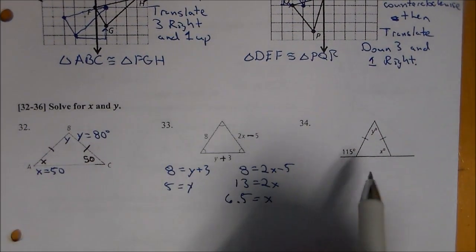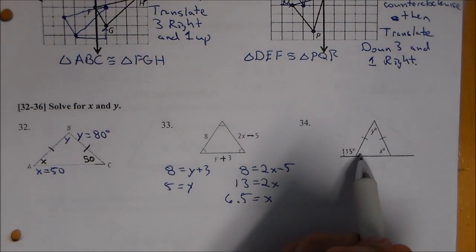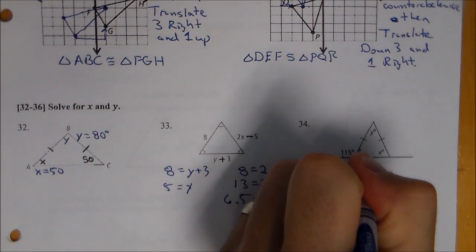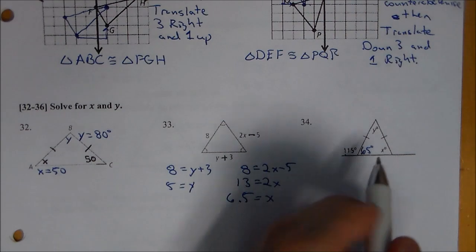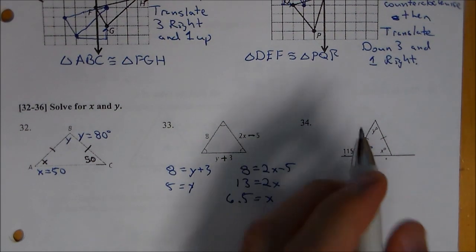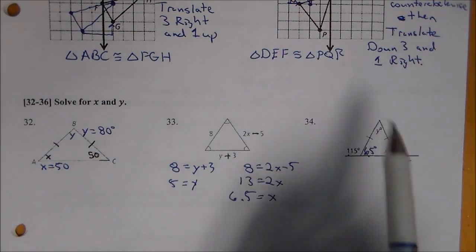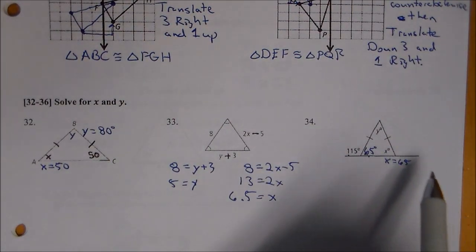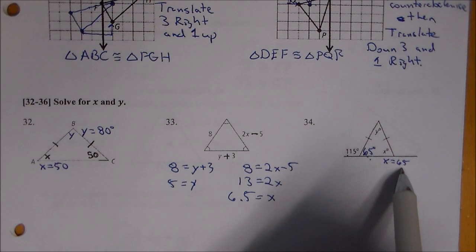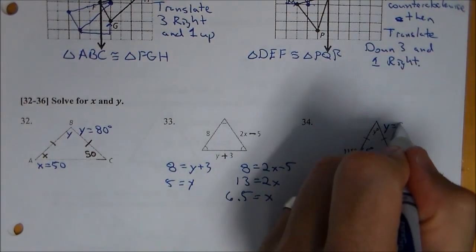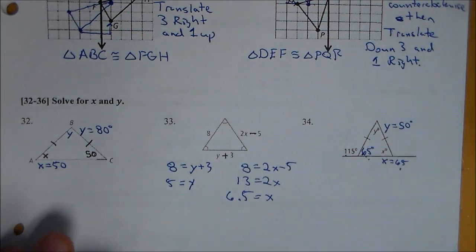For number 34, we start with an exterior angle. We could find the interior angle next to it. If we do 180 minus 115, we get 65 degrees. Since 65 and x are both base angles, x is also 65. And since we know the triangle adds to 180, 65 and 65 gives you 130. 130 from 180 leaves you with 50 degrees for angle y.